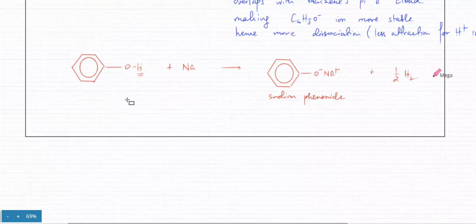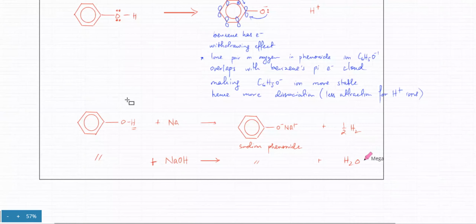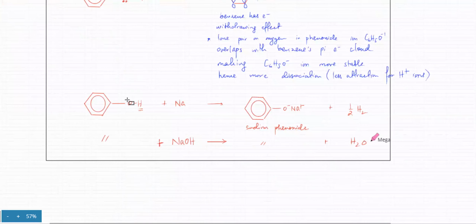And the other reaction that's going to be very similar is that the same thing would react with NaOH. And you're going to get the same product, except that on the other side, instead of H2, water is going to be produced. So there would be two reactions, one with Na, one with NaOH. That is what phenols would undergo.